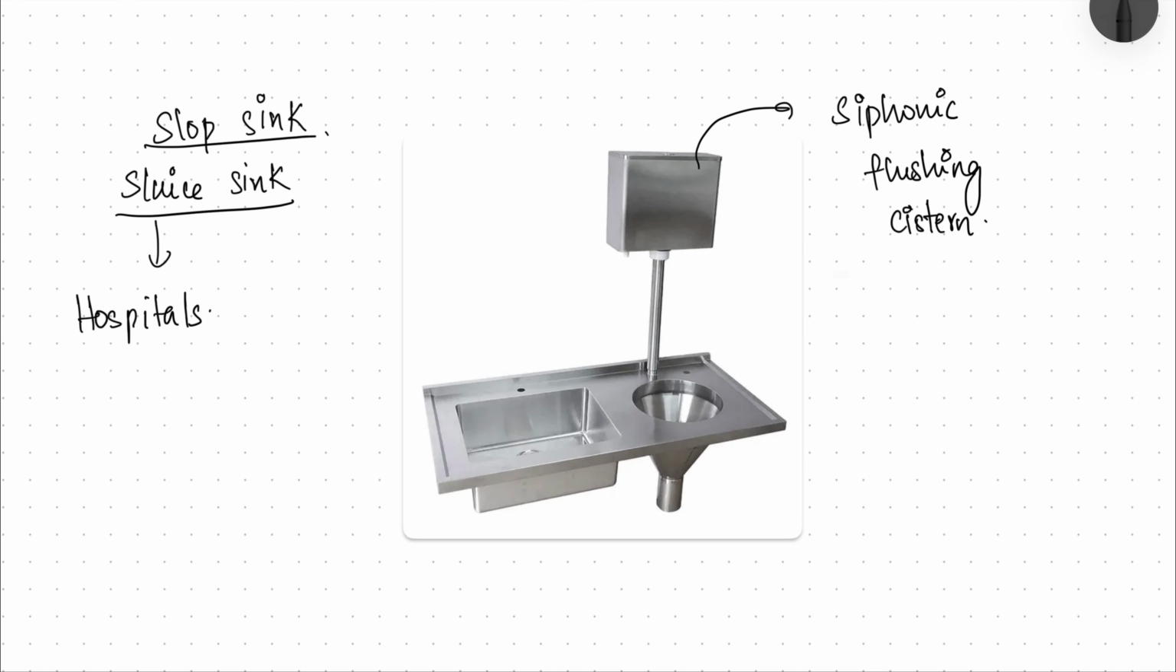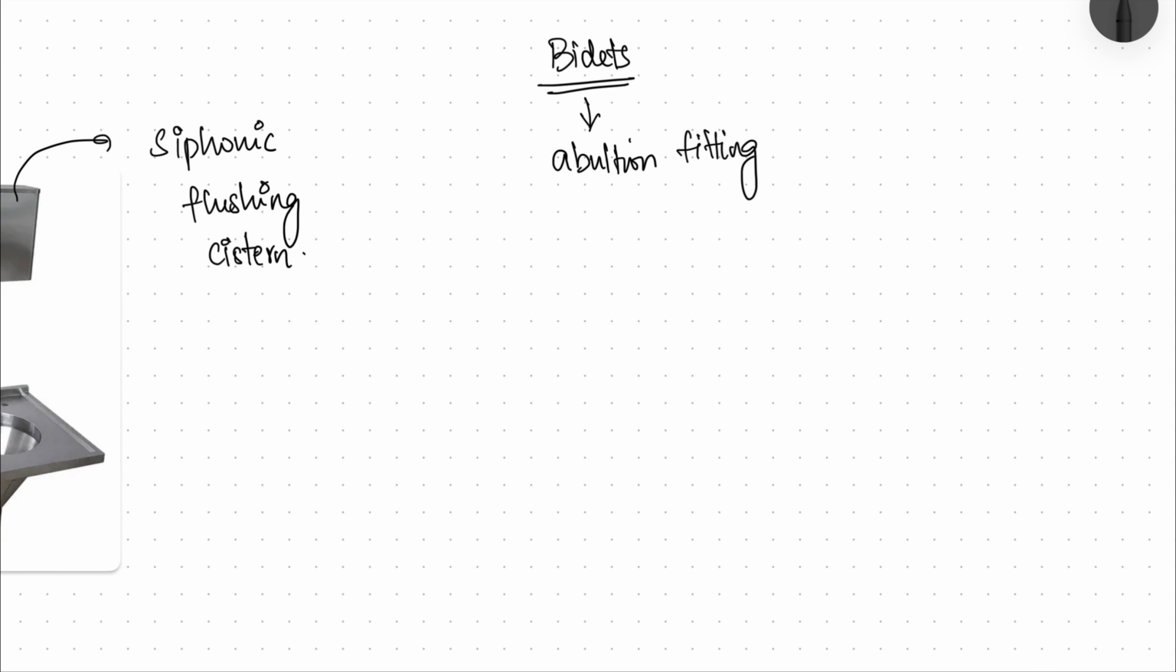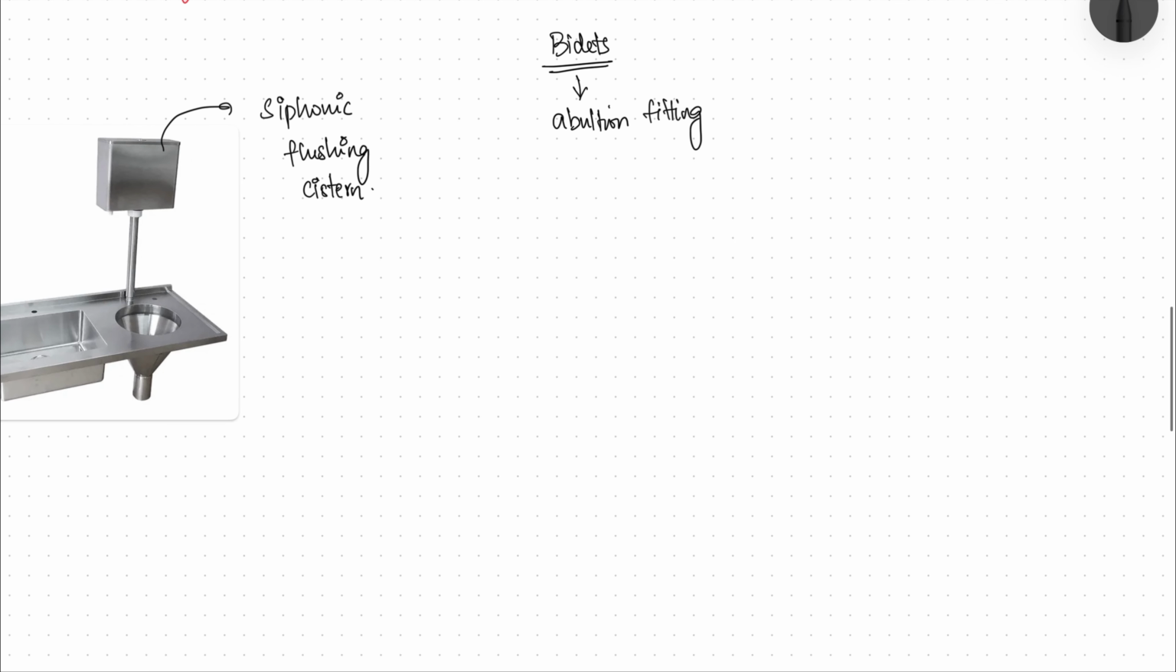And let's move on to bidets. It's basically an ablution fitting where a person sits on it and cleans their private parts after excreting. So that's bidet for you. Then let's move on to traps.